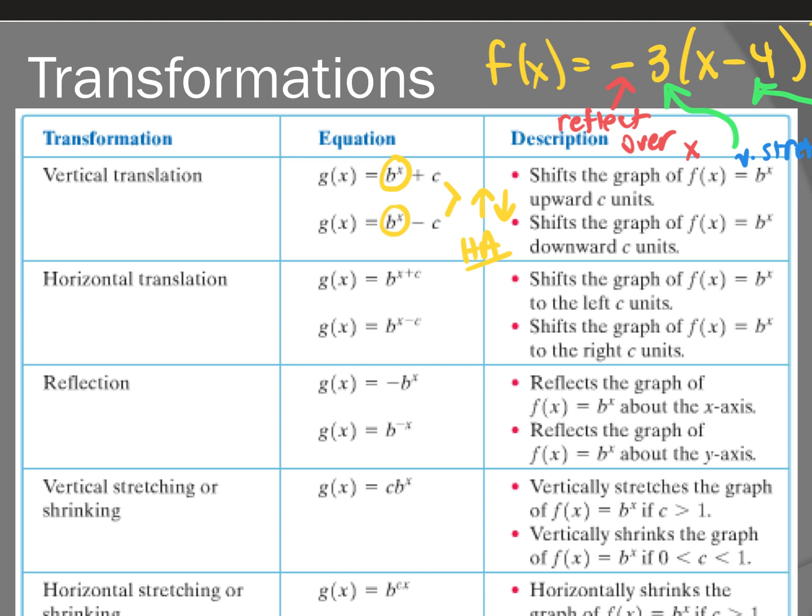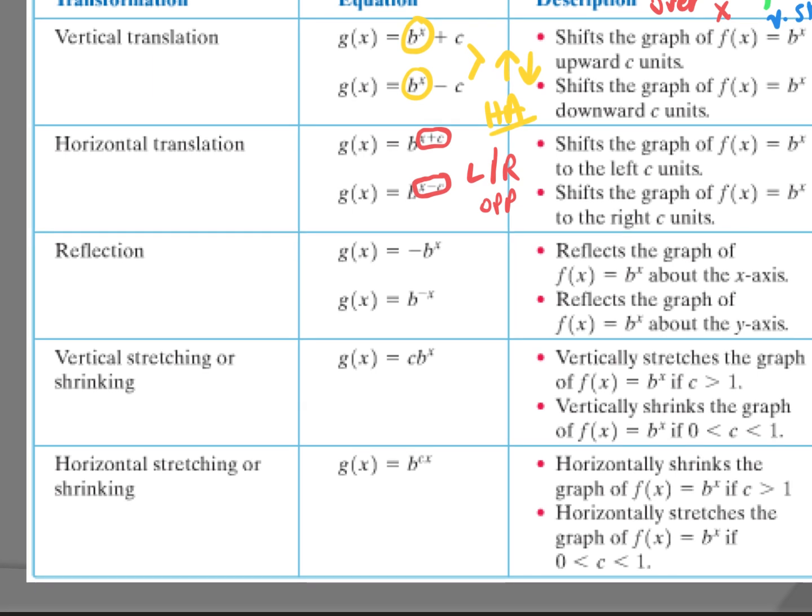If you notice here, where is the transformation happening? Is it inside with the x? Just like if it was with the parentheses. So this is going to be left or right, and it's the opposite of what you would think. If it's plus, it's going to go left. If it's minus, it's going to go right. Same exact things that you guys have talked about before. If you have a negative out in front, that's going to flip over x. And if it's with the x, it's going to be over y.